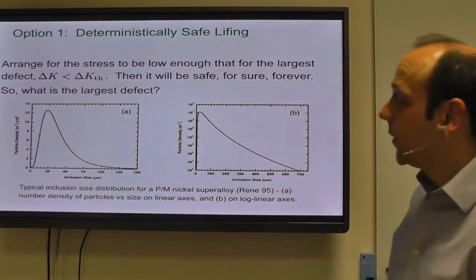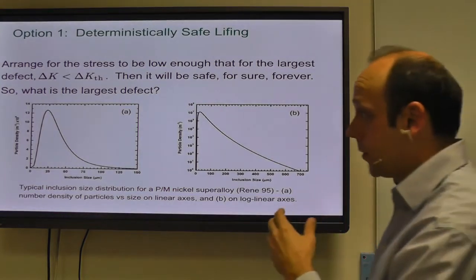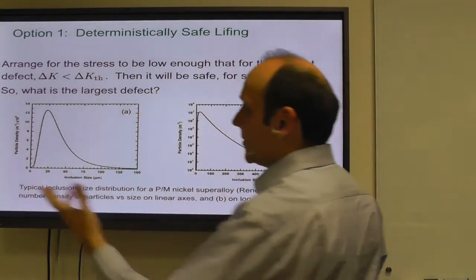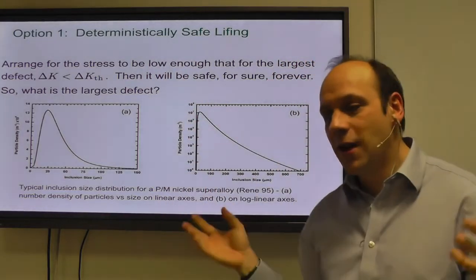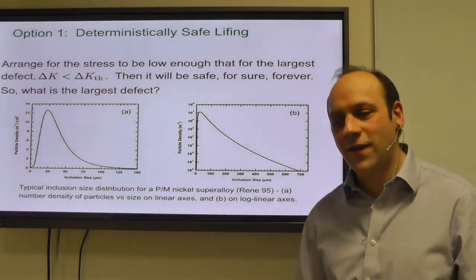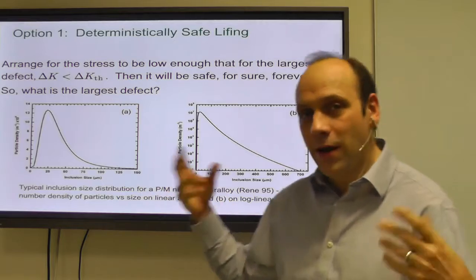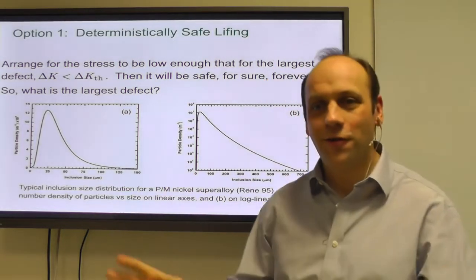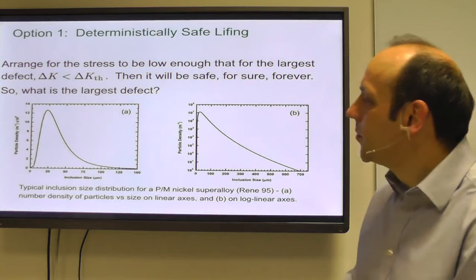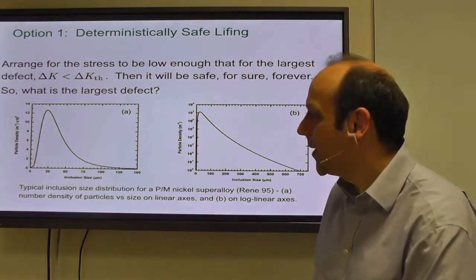So the first option for lifing is, if you know what the defect distribution is, particle density against size, arrange for the stress to be low enough that for the largest defect, you're below the threshold delta K. Then it will be safe, for sure, forever. The problem is, what's the largest defect?